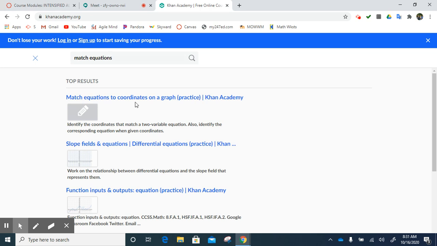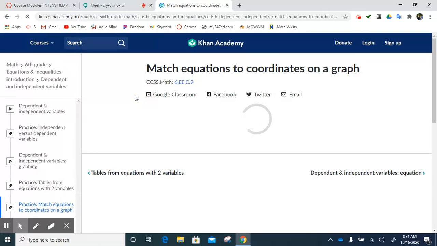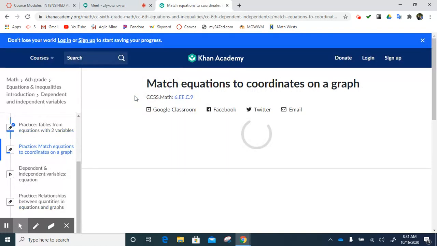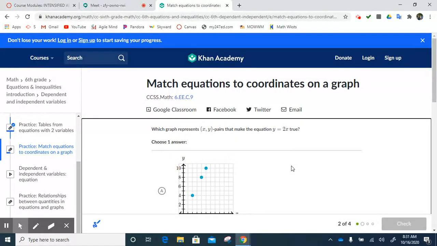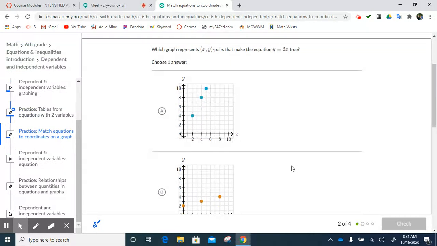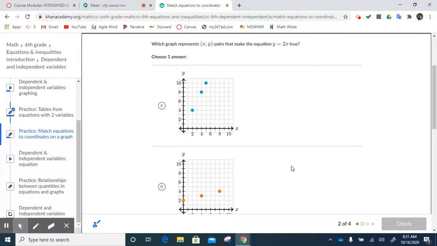Now this one does not have a video lesson, so I'm going to do one of them for you as a video lesson. So let's go ahead and click on the practice. Okay, match equations to coordinates on a graph. And so on my paper, the first thing I'm going to write is video example, which I'm doing for you. Which graph represents the XY pairs that make the equation y equals 2x true?